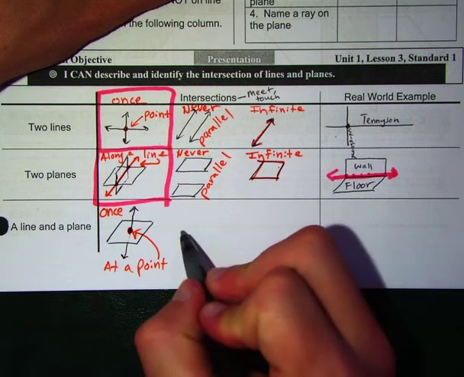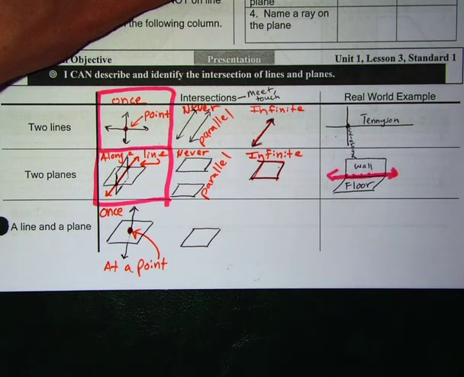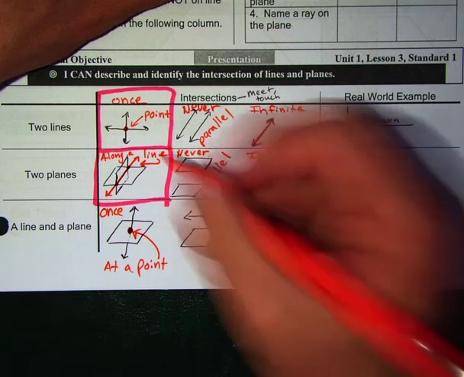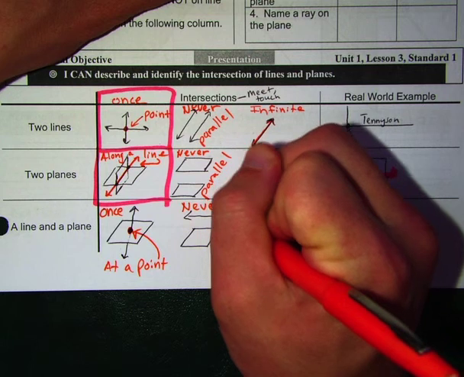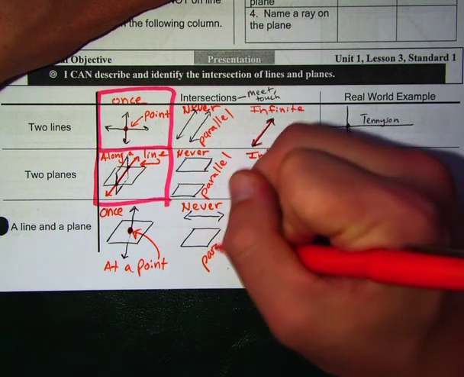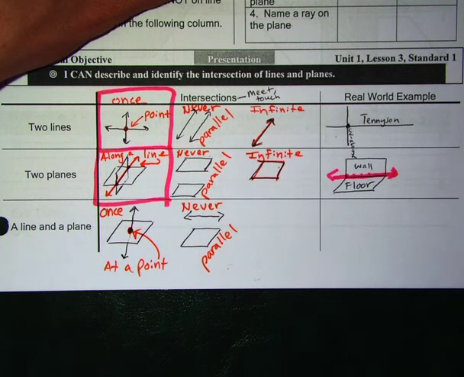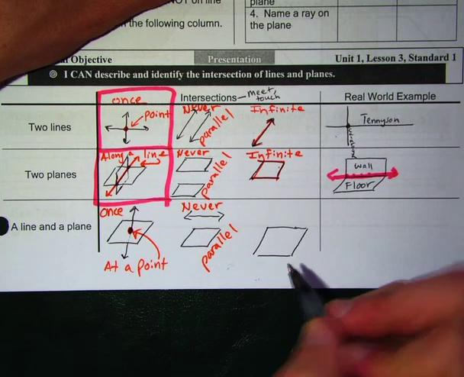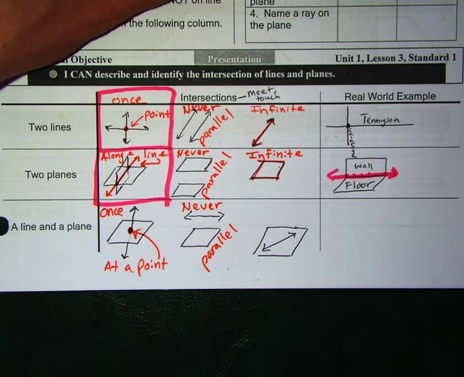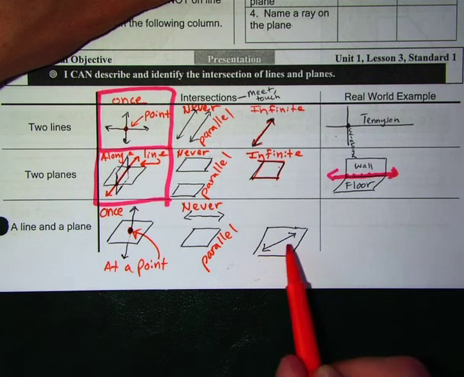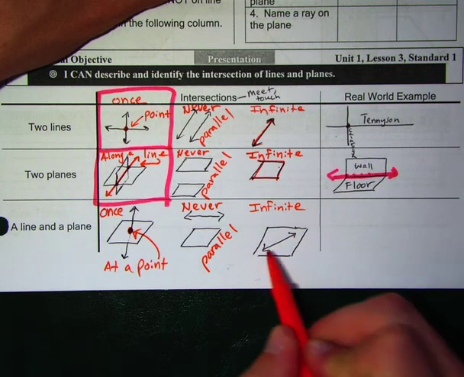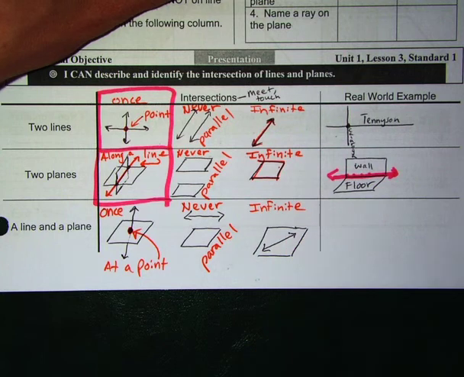However, if we keep thinking, maybe here's our plane, but the line is floating above it perfectly parallel. So it'll never dip down and hit it. So here, they never intersect. Why? Because they're parallel. And there is one more possibility. Imagine we have our plane, but this time the line is contained in the plane. And remember, containing means holding. So every part of the line is touching the plane. And this would be an infinite number of intersections. Here, here, here, here, here, here, here, here, here, and so on.